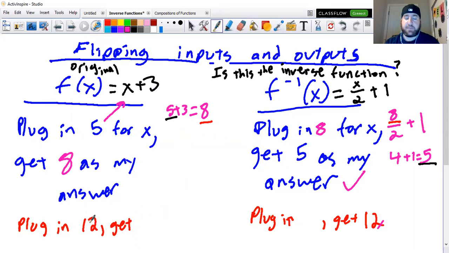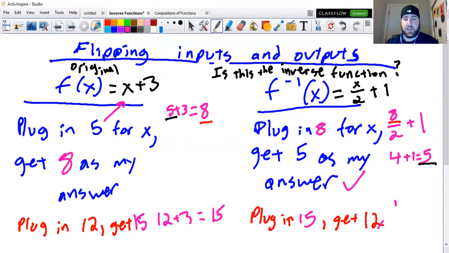So I'm trying 12, okay? If I plug in 12, get whatever number I get, plug that number back in here and get 12 again, then they're inverses, all right? So let's plug in 12. 12 plus 3 is, of course, 15. So I plug in 12, I get 15. So that means over here, I should be able to plug in 15 and get 12.